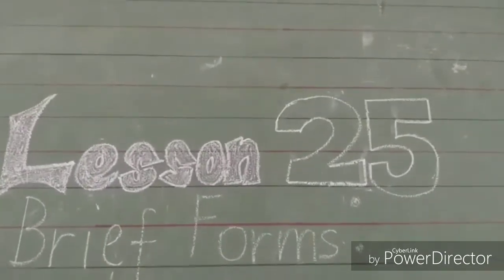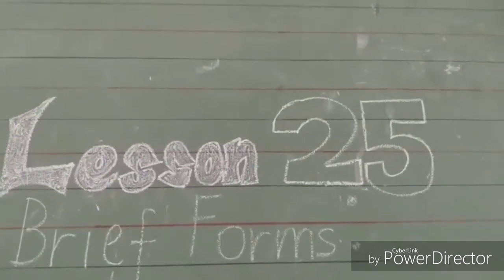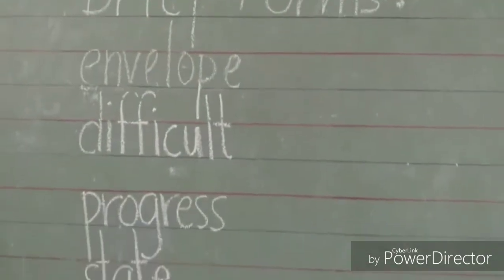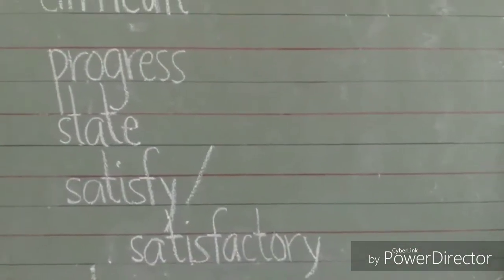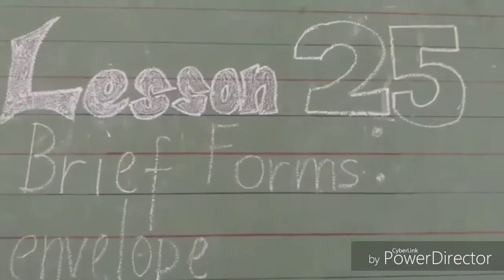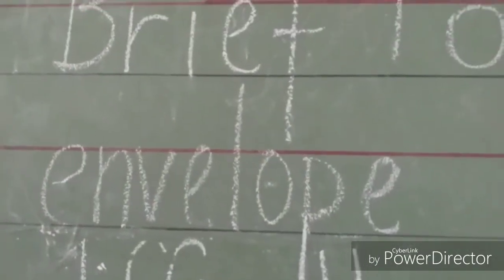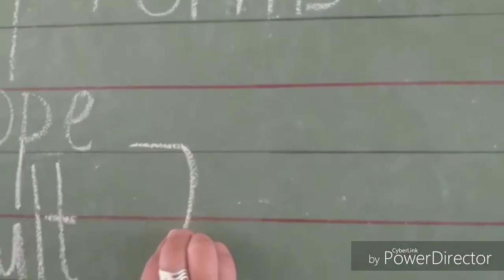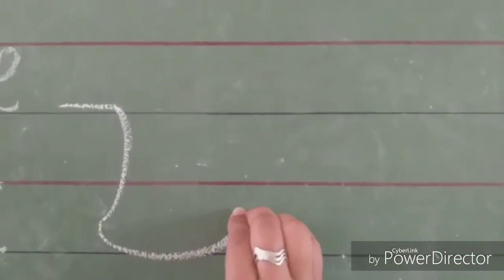Good morning. For today, we will discuss Lesson 25, Principle 1, Brief Forms. Here are the following words that we will teach you. Let's begin with the word envelope. That's the stroke of envelope.